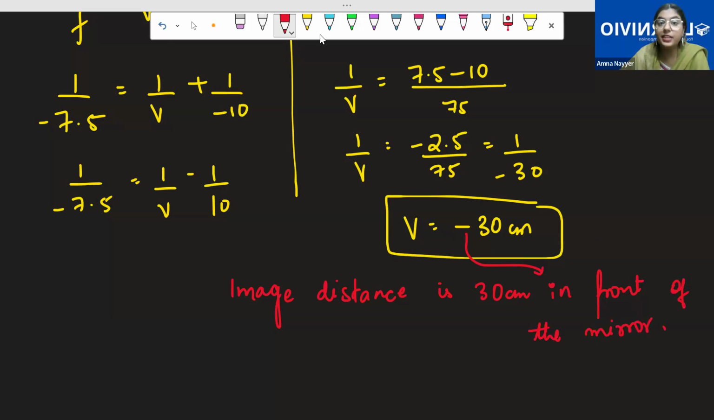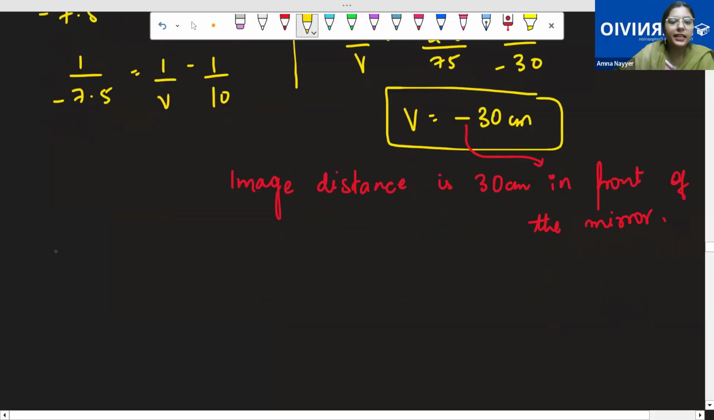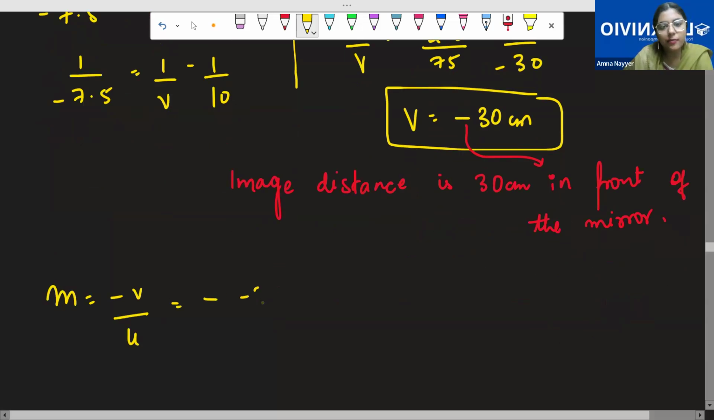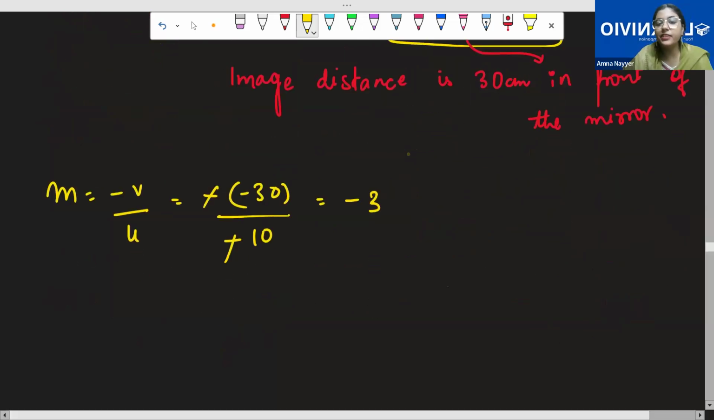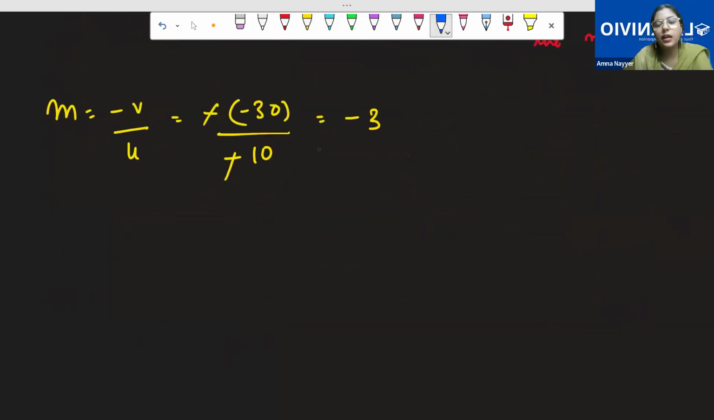Now, magnification we need. So magnification is minus V by U, minus of minus 30 by object distance minus 10. That makes it minus 3. Now, if magnification is minus 3, tell me about the size of the image. It is magnified, because the magnitude is greater than 1. Therefore, image is magnified. Correct.